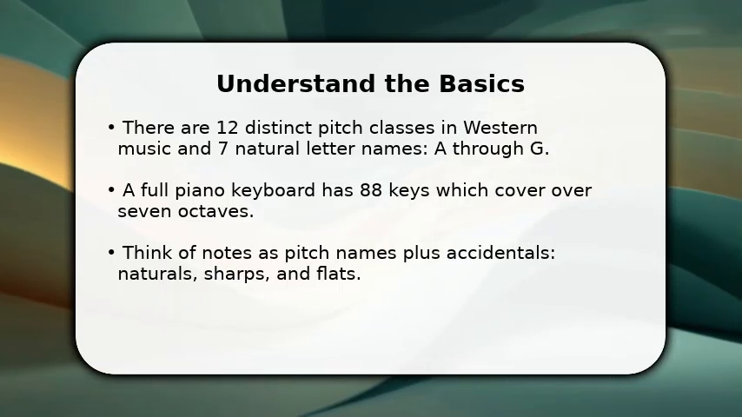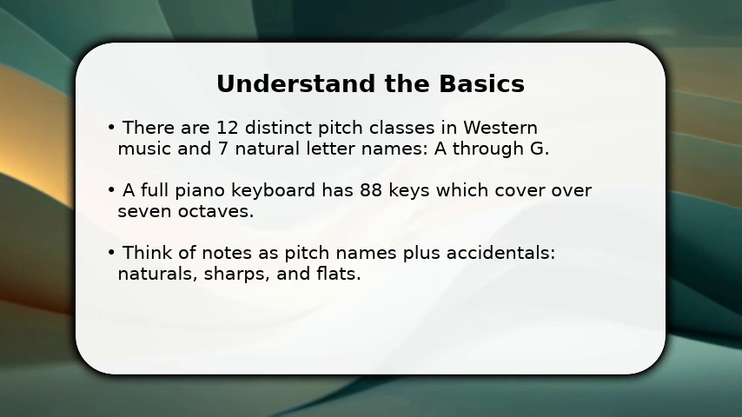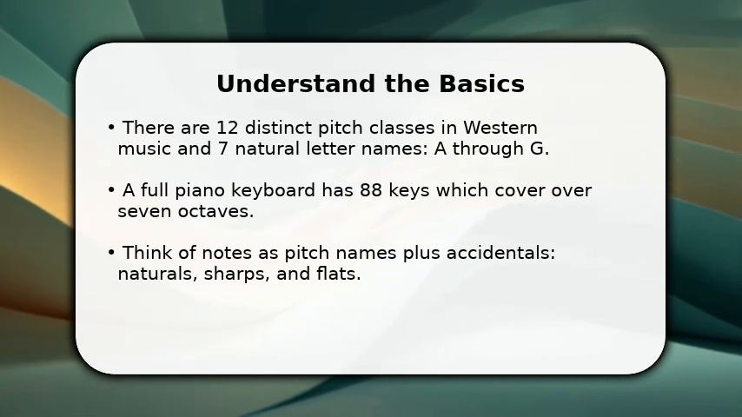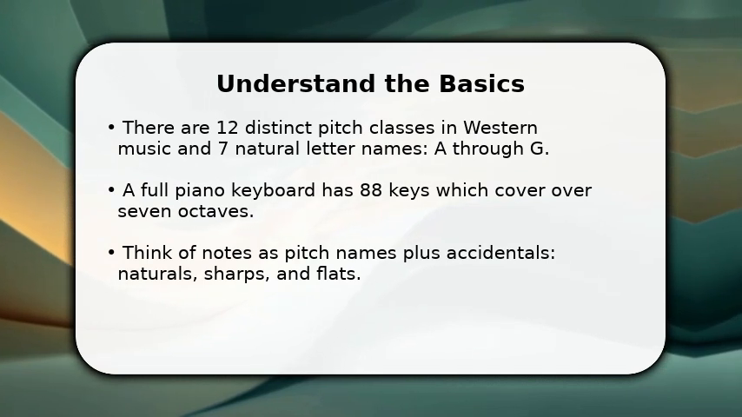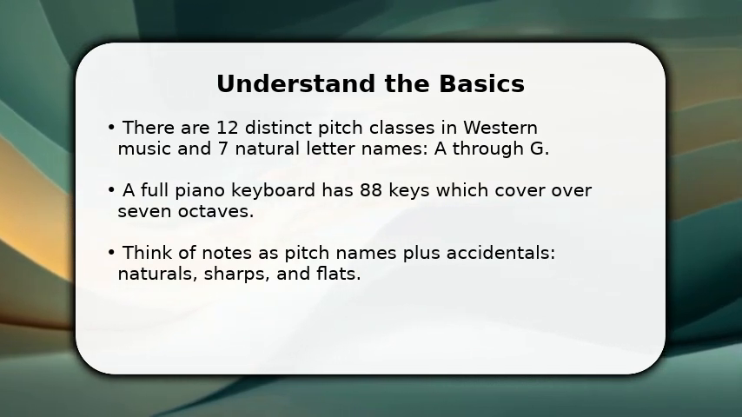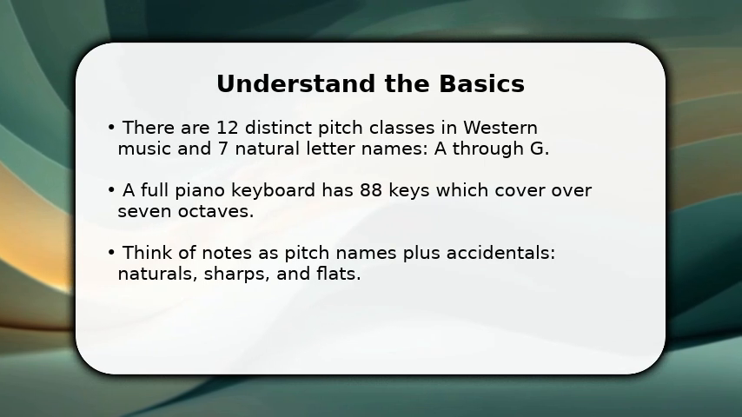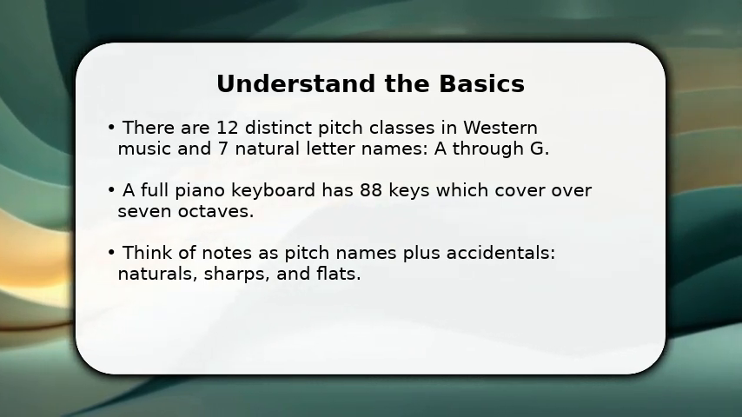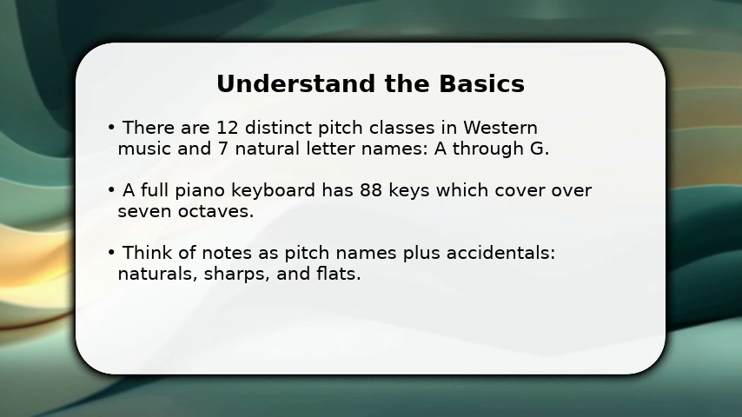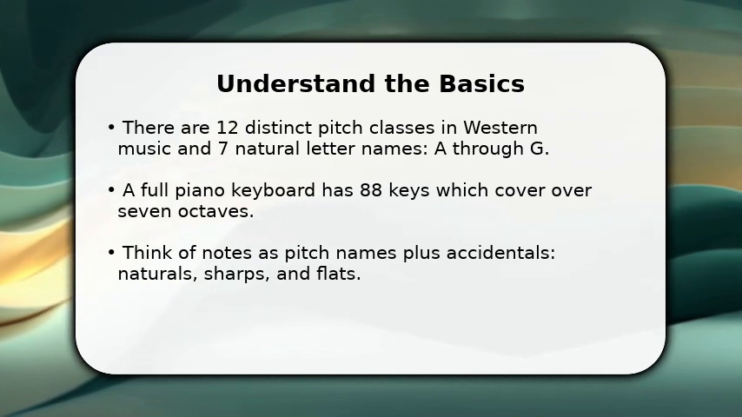Start by learning that Western music uses 12 distinct pitch classes and 7 natural letter names, A through G. Visualize a full piano keyboard of 88 keys to see how those names repeat across octaves. Understand accidentals. Sharps raise a note by 1 semitone and flats lower by 1 semitone. Accidentals are written as hash and b.